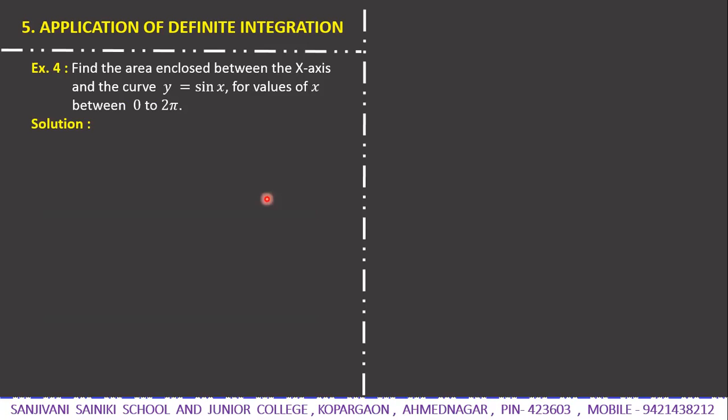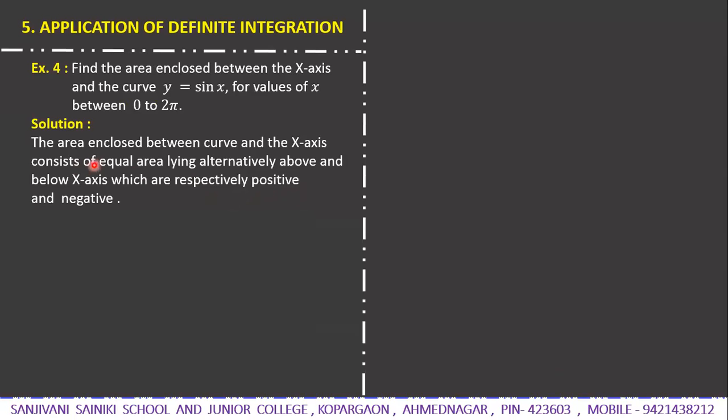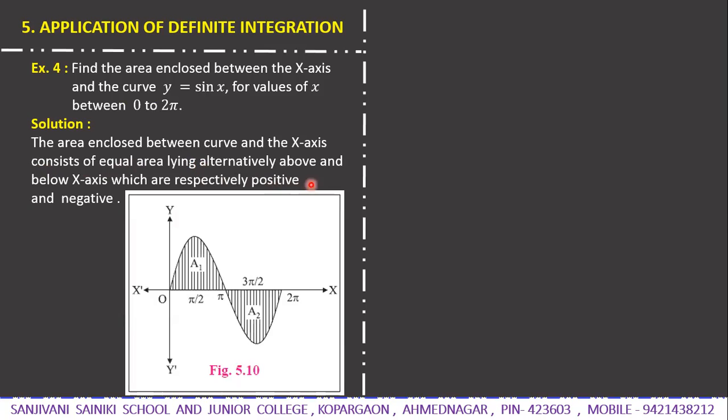The next example is: find the area enclosed between the x-axis and the curve y is equal to sin x for values of x between 0 to 2 pi. Now, the area enclosed between the curve and the x-axis consists of two equal areas lying alternately above and below the x-axis, which are respectively positive and negative. This is the curve sin x, and we want to find the area between 0 to 2 pi. So 0, this is pi by 2, this is pi, this is 3 pi by 2, then 2 pi.